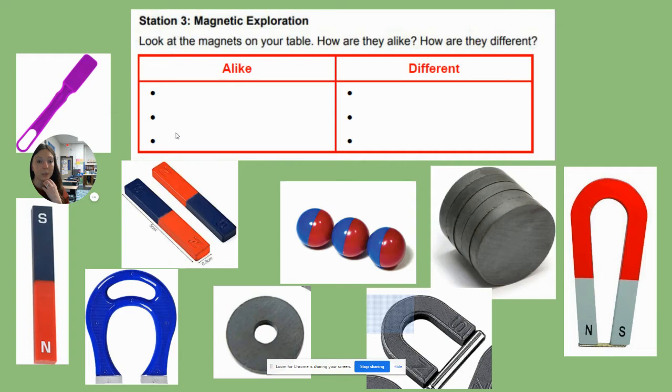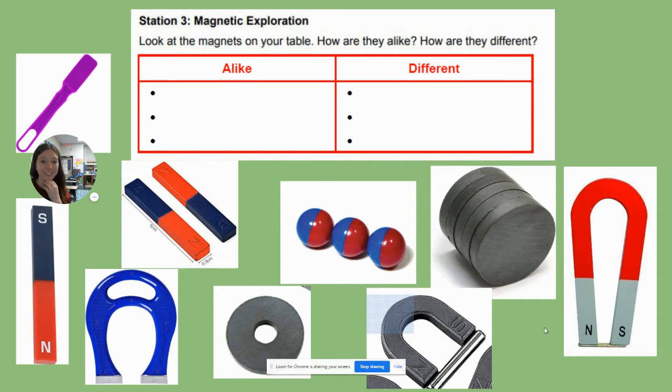You're going to want to type in 3 things that are alike about these magnets. What are you noticing is alike about the magnets? Pause the video until you have all 3 bullet points completed about what is alike, what's similar.